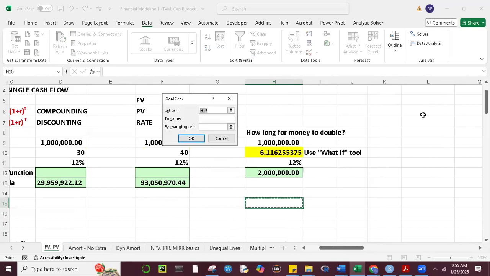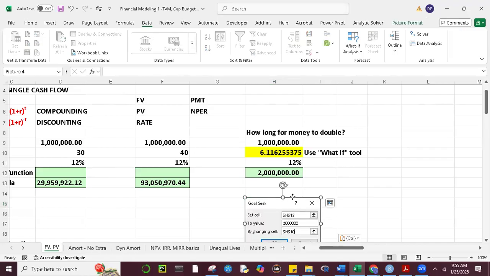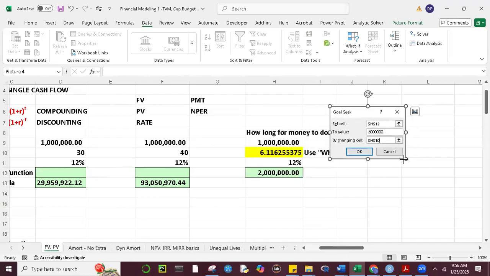All right, one last time. So this one, set cell, this one, to what value? 2 million, by changing what cell? This cell. Is it Control Alt Print Screen? Yeah, I think so. Control Alt Print Screen. Okay, and then Control V. There you go. I just wanted to copy the Goal Seek here so that you are guided.